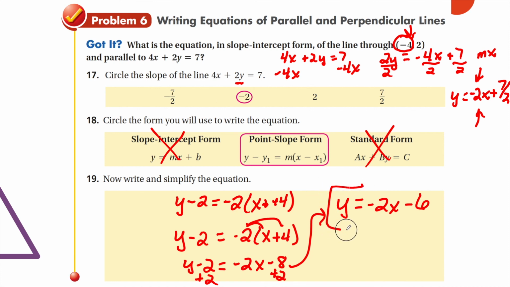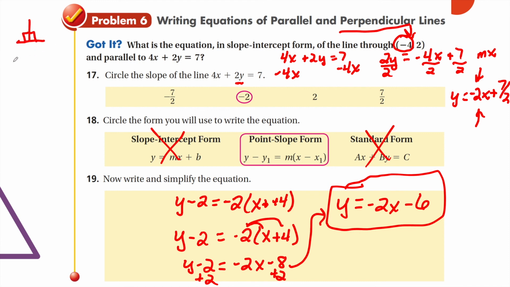The reason I know it's parallel is because in order for a line to be parallel, it needs to be going in the same direction, which means that the slope of a parallel line needs to be the same. Now, for perpendicular lines, you have to have its negative reciprocal, which means that it has to create a 90-degree angle.